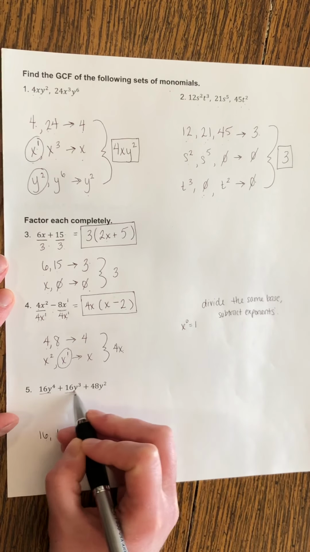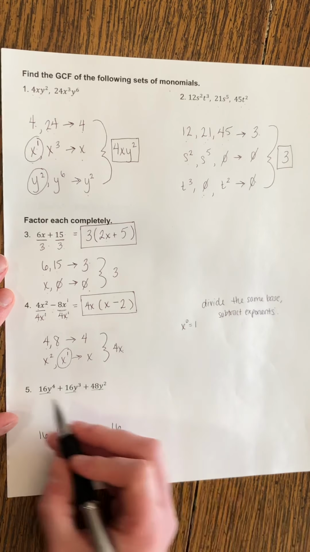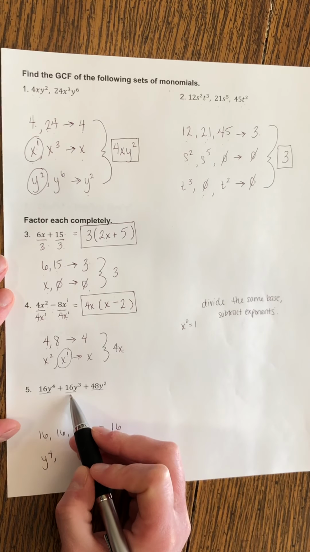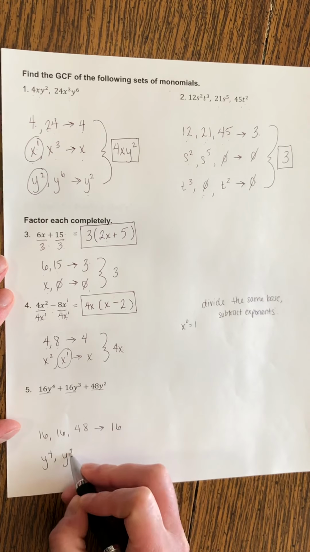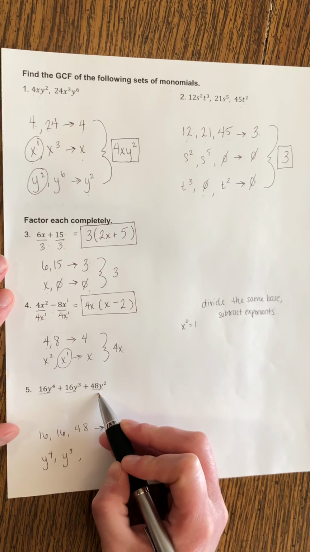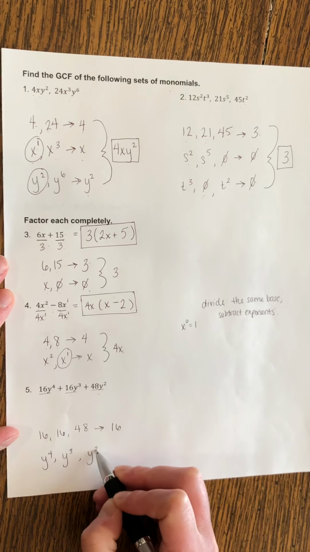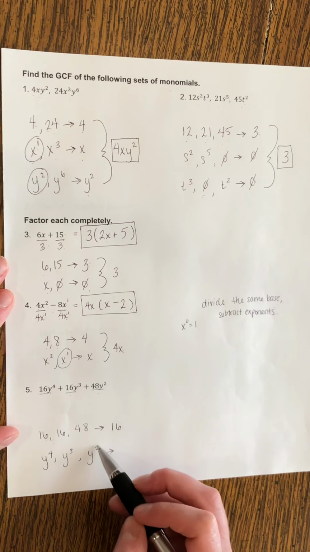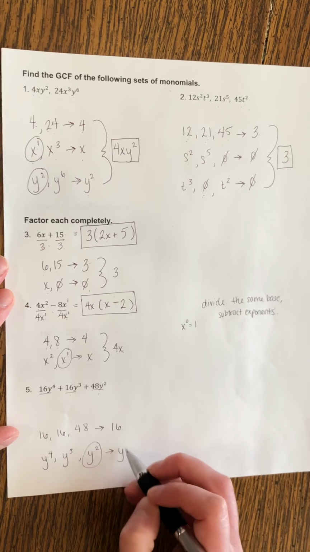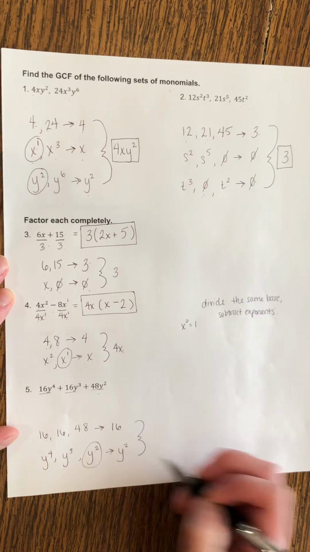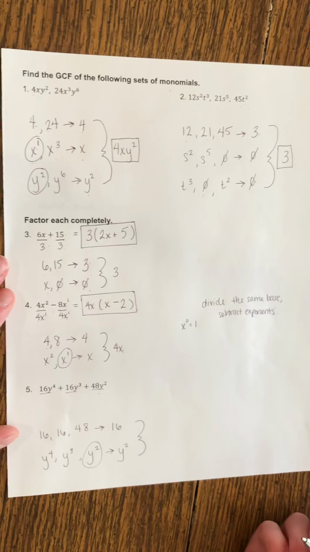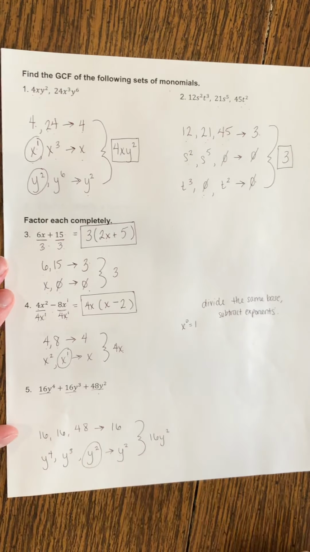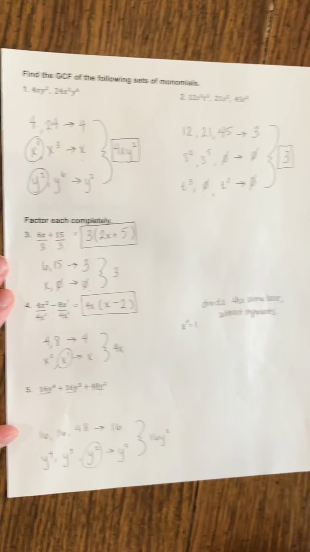Next, I'm going to look at each term and look at the letters. So the first term has a y to the 4th. The second term has a y cubed. The last term has a y squared. So to get the GCF, I'm going to look at the exponents and pick the smallest one. To get the total GCF of the expression, we're going to put these 2 GCFs together through multiplication. So 16y squared.